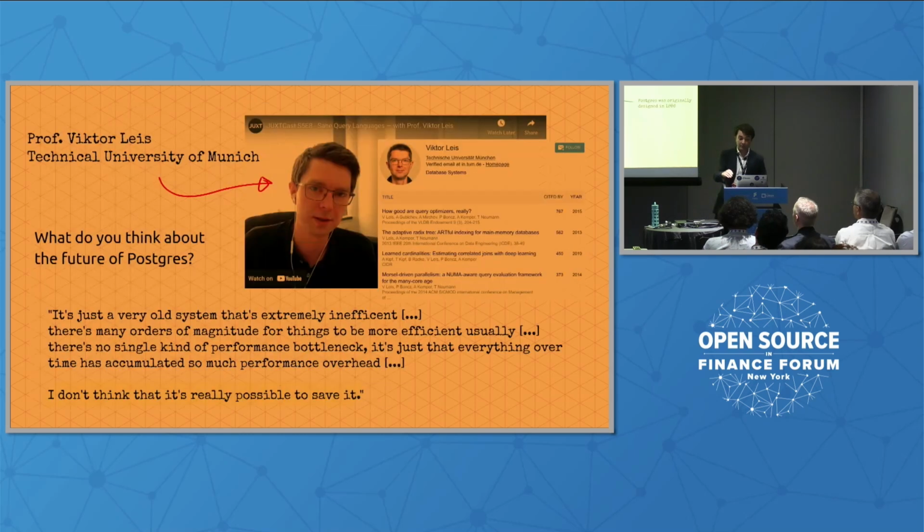And actually, if you speak to experts, as I did earlier in the year, Victor Leis, a very, very highly cited database professor, he does research that shows how Postgres is 2 or 3 orders of magnitude slower than actual hardware limits.